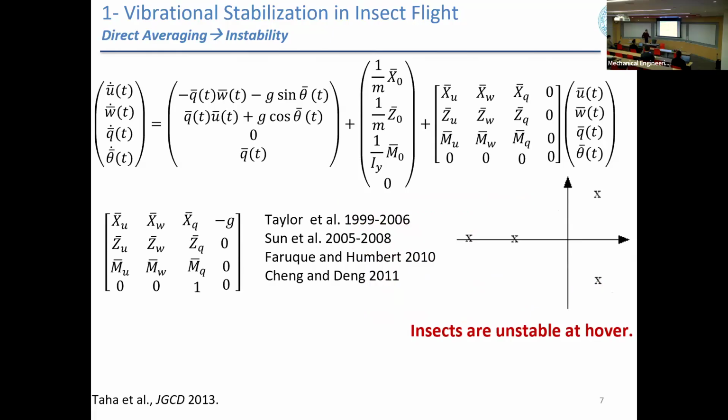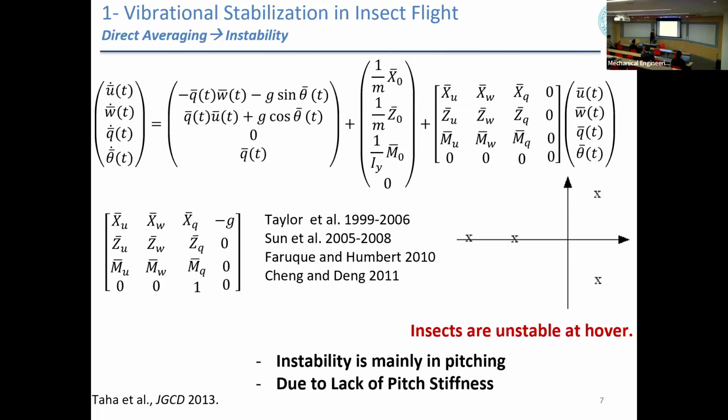And this made sense at the time, because if you look at the main source of instability, it's in the pitching motion of the insect. And why is that? Because they don't have pitch stiffness, C_M alpha, I don't know if you're familiar with this term, to restore it when they get a disturbance.